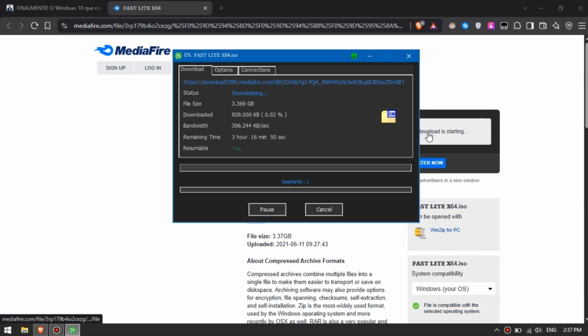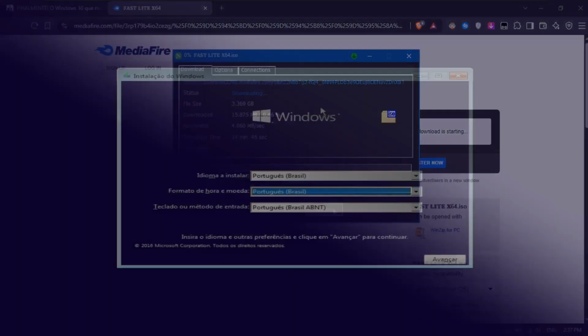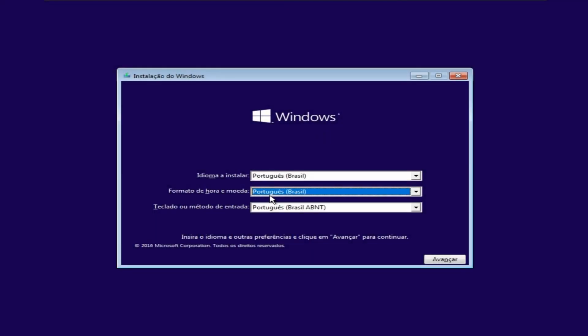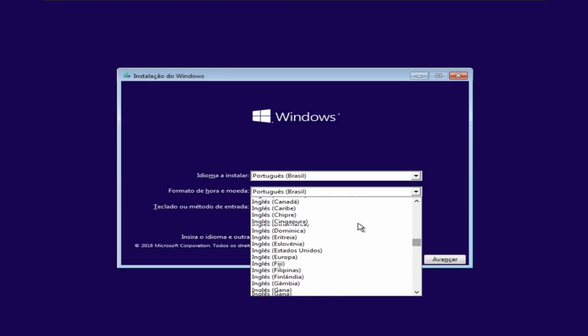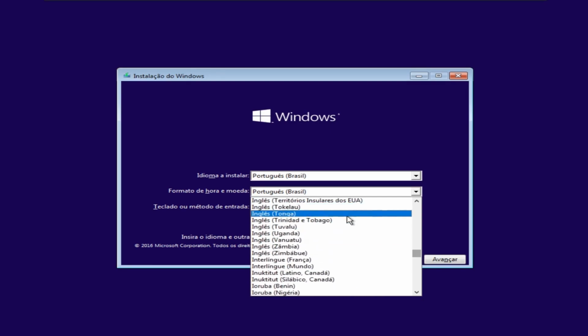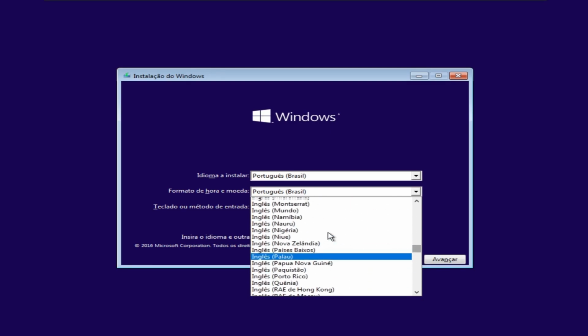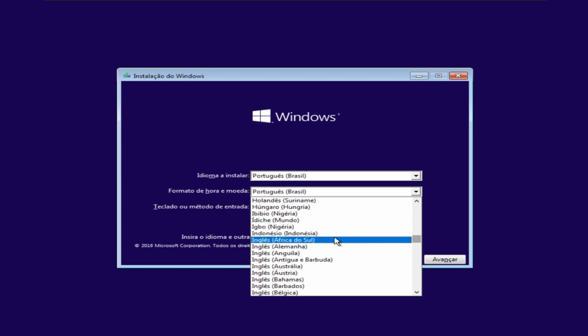Before we begin, there's one important thing you should know. This particular edition is available only in Portuguese. During my testing, I couldn't change the system language to English, so keep that in mind before downloading or installing it, even though the interface is in Portuguese.